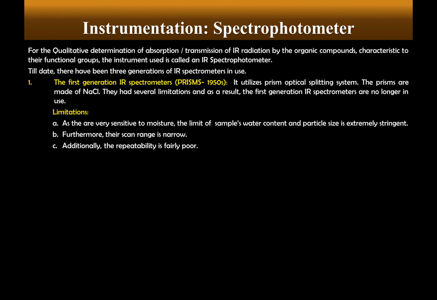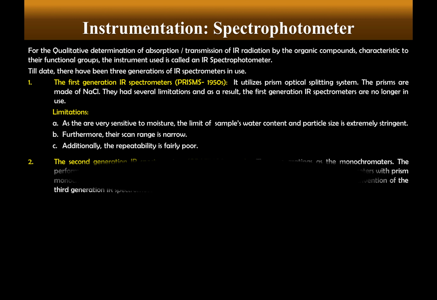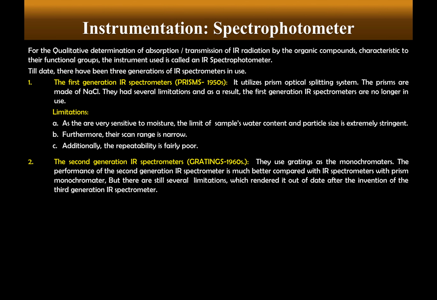The limitations were they're very sensitive to moisture, and I have to be very, very careful using them, because the prism will get affected and it will develop scratches, and its optical properties will get damaged in presence of a little bit of moisture. Furthermore, their scan range was very narrow, and the reproducibility or repeatability of the spectra was fairly poor. And therefore, within a decade, the second generation evolved, which involved gratings instead of prisms.